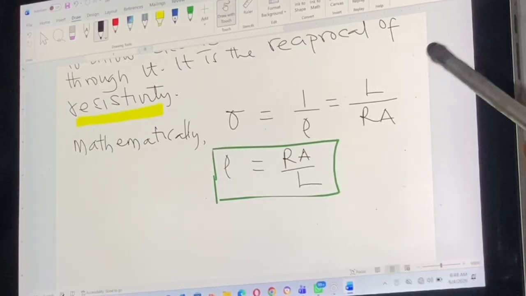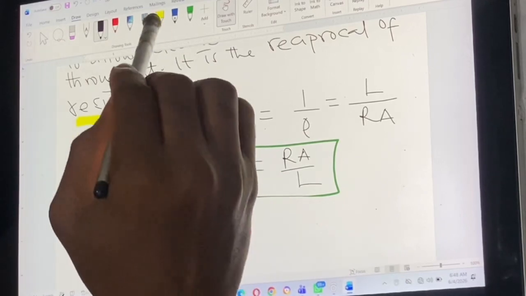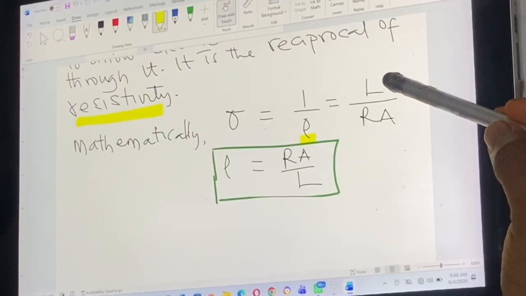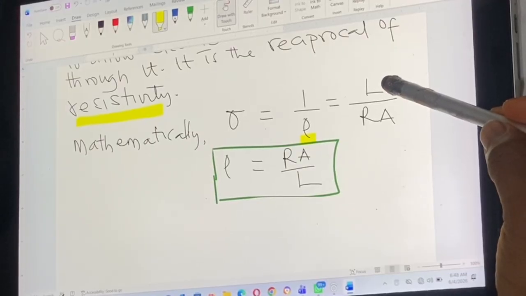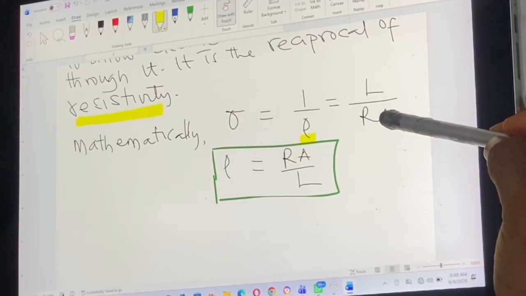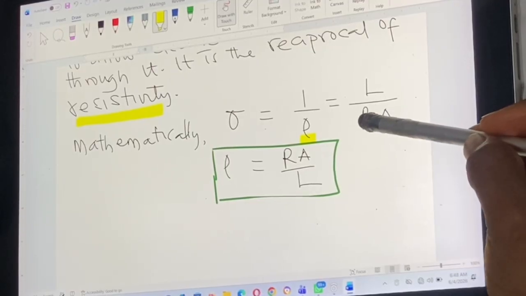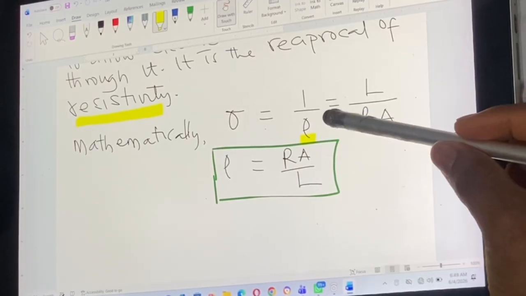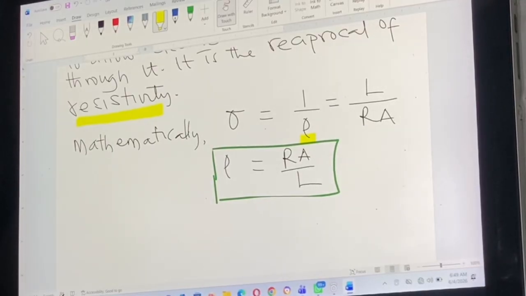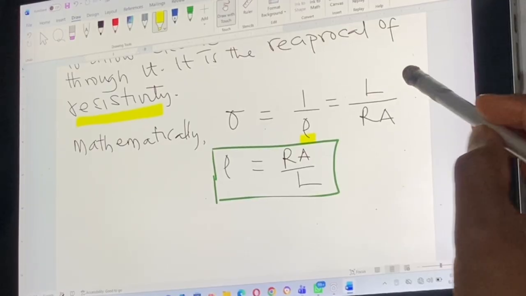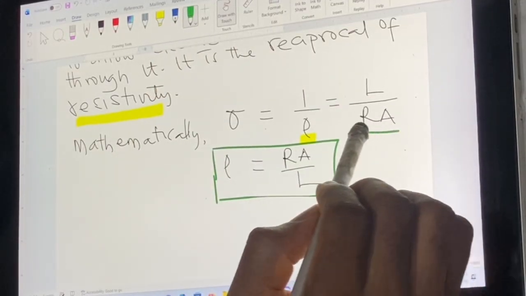What does it mean here? It means that if I'm given a question and resistivity is given to us, we can use this particular formula. But if we are asked to find conductivity when length is given, resistance is given, area is given, please don't mistake these two. Resistance and resistivity are not the same. Please take note of that. So if I'm given length, resistance, and area, and you're asked to find conductivity, we use this particular formula here. Please don't mistake them.